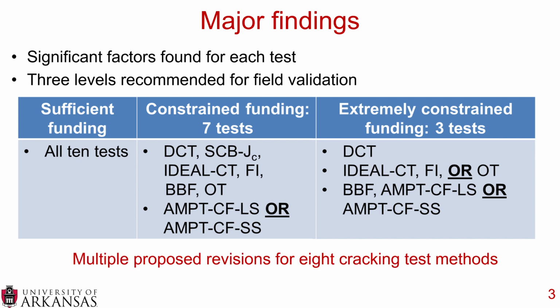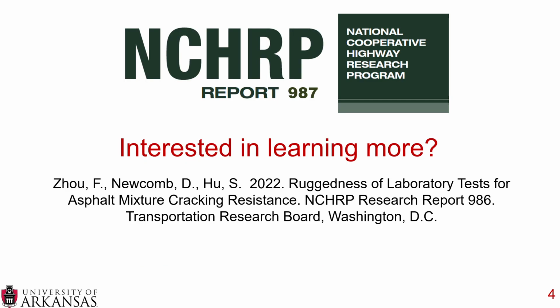And they also had multiple proposed revisions for the cracking test methods. So 8 of the 10 cracking test methods, they actually proposed changes to the specification to have a stronger and more robust specification. Now, I just briefly went over this report. There's a lot of good content in here. You can either Google NCHRP report 987 if you want to learn more, or there is a link down in the description section below.